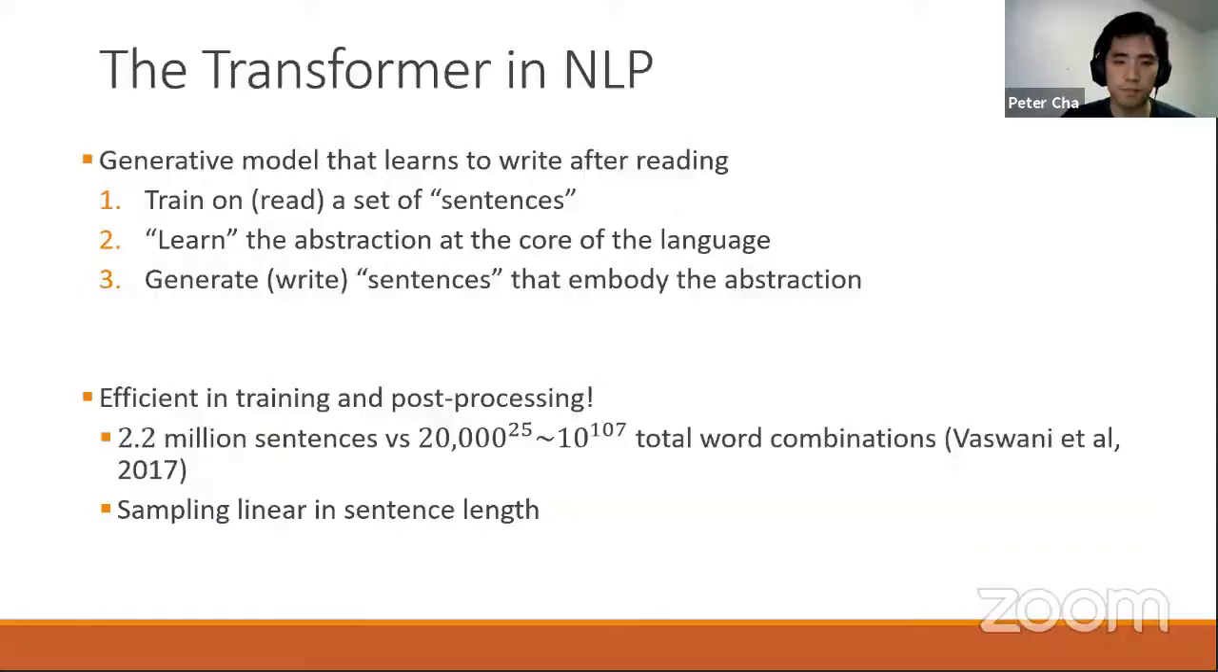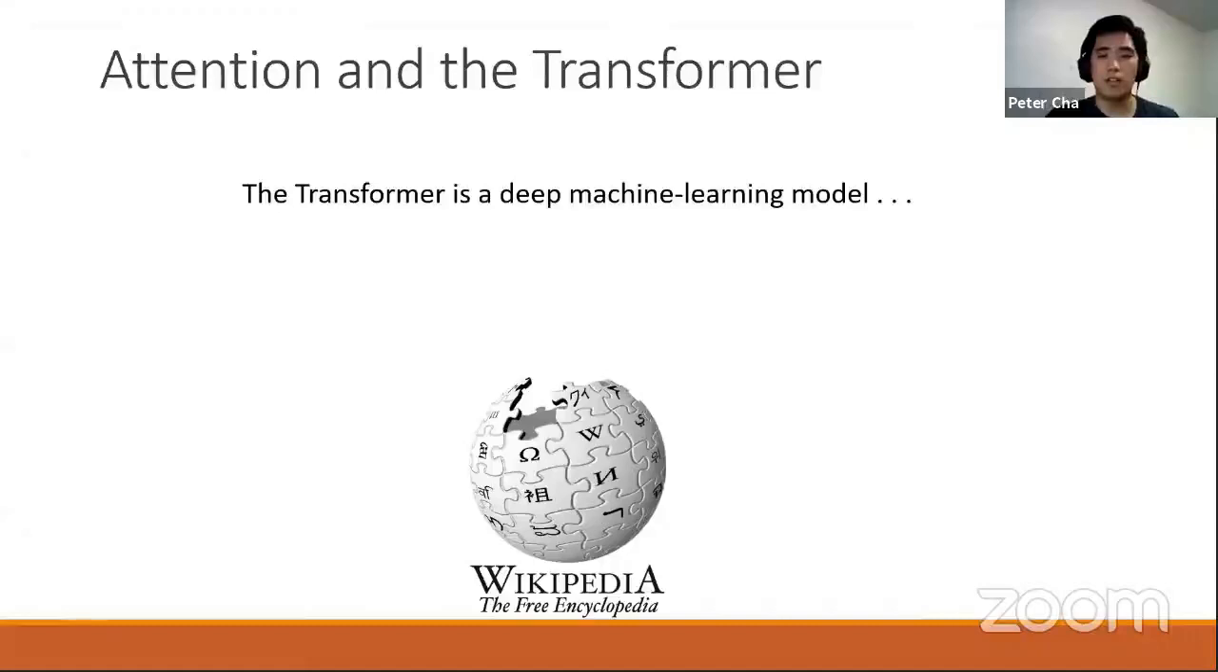In order to give some intuition behind the functioning of the transformer, how the self-attention works, and why we expect it to do so well in quantum systems, we'll look at the sample problem of how the transformer learns English from, for example, the set of English articles from Wikipedia. The set that the transformer learns from will contain sentences such as this one: the transformer is a deep machine learning model. This is the first sentence of the Wikipedia article on the transformer.